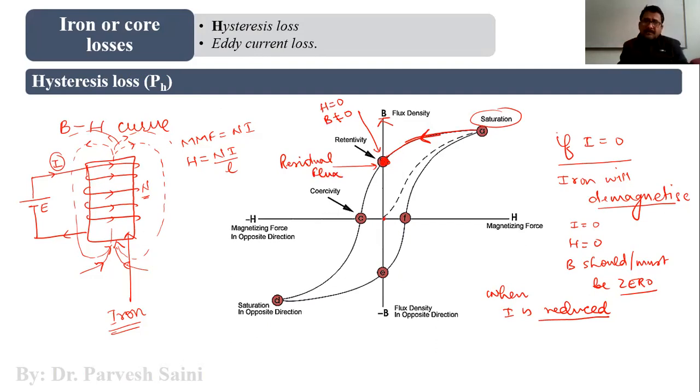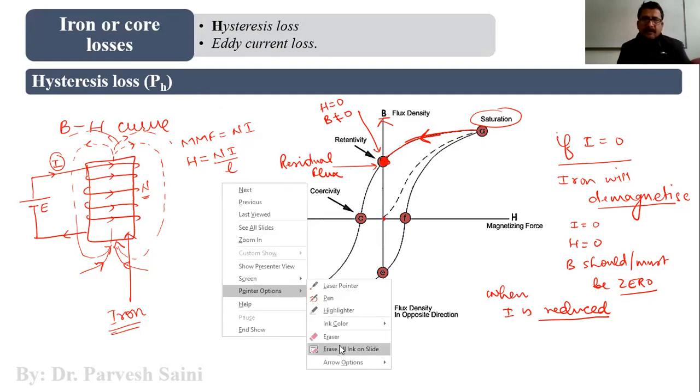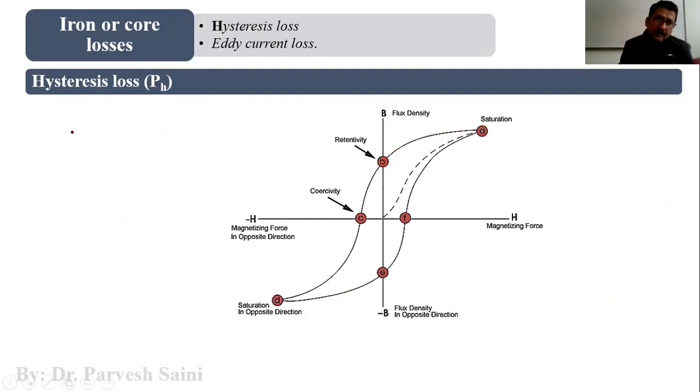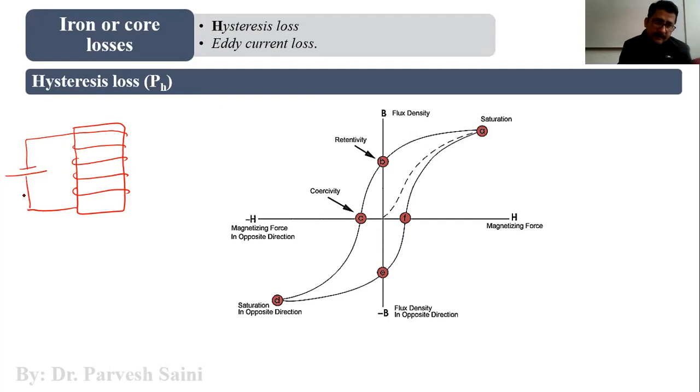Now, if you want to demagnetize this ferromagnetic material completely, what you will do is reverse the direction of current. Okay, so the direction of current is reversed. How will we reverse the direction of current? We will change the direction of battery, right? Let us consider the same ferromagnetic material. Now this time we have reversed the direction of battery. The current will flow like this. So now the current is reversed, right?